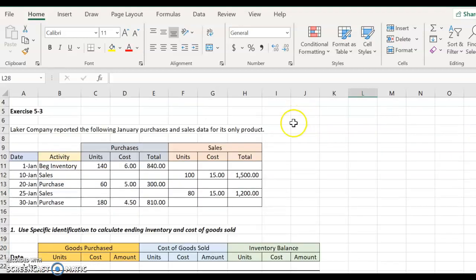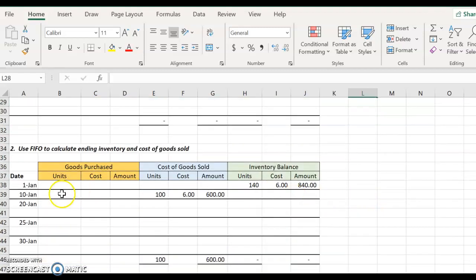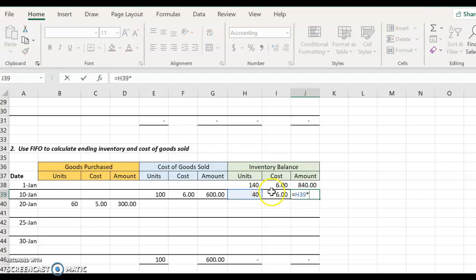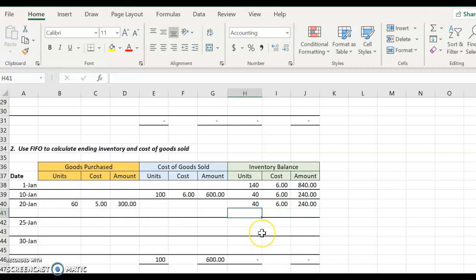We purchased 60 units at $5. And I guess I forgot to bring my inventory balance down previously. So we had 140, we sold 100, we had 40 remaining at $6, and that will carry down to our next group as well. And then we have the new purchase at $5.